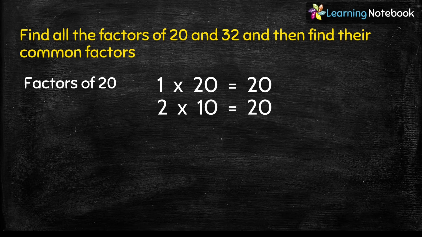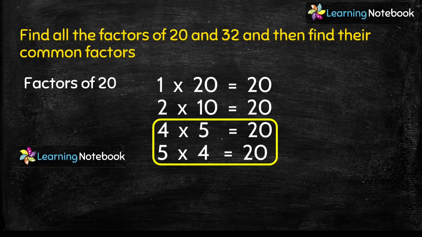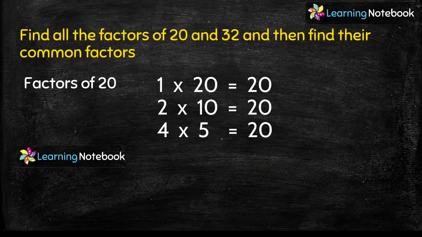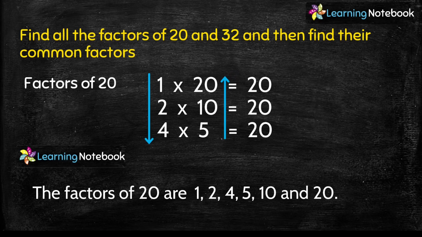Now, 20 is not divisible by 3. And in the table of 4, 4 into 5 equals to 20. And in the table of 5, 5 into 4 equals to 20. But we have already covered it as 4 into 5. So we will stop at 4 into 5. So let's write factors of 20, which are 1, 2, 4, then 5, 10 and 20.